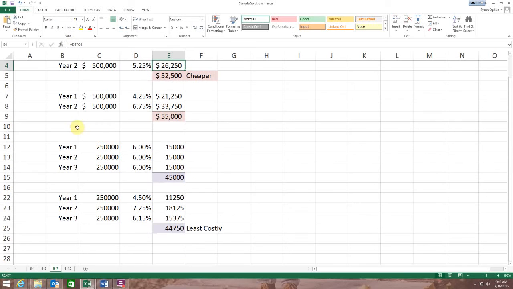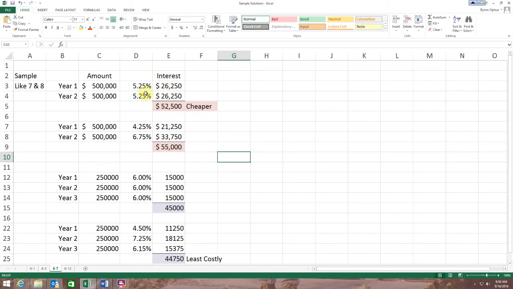Now, the next year, though, again, we enter things in the same way, 0.0425, 0.0675, same math. I could even copy my formula down here if I wanted to. It's pretty easy to enter it like that. Okay, and do my sum. There we have it. In the example that I'm using, it actually turns out to be cheaper to borrow money for the same rate for 2 years.